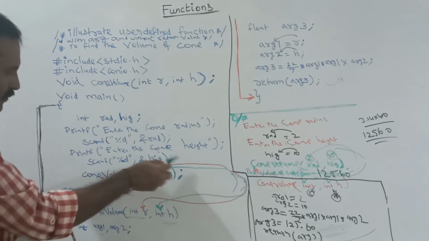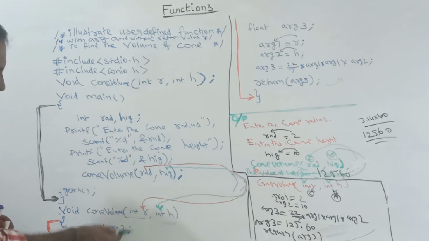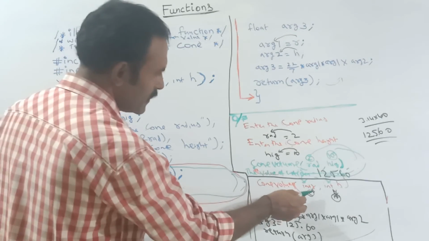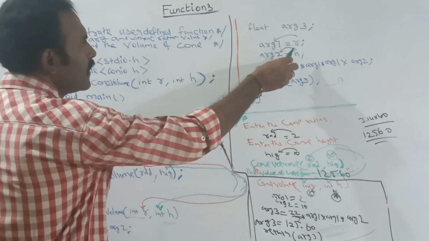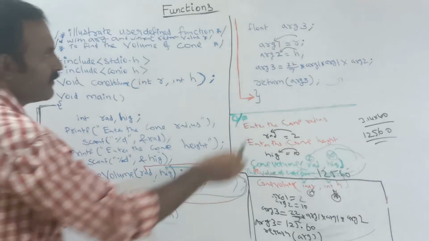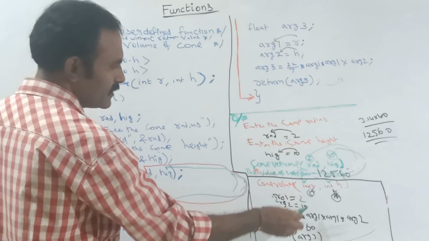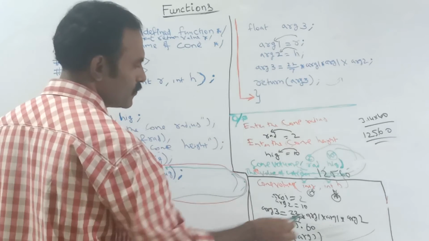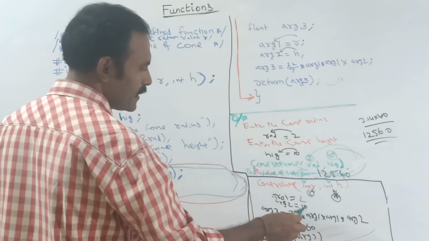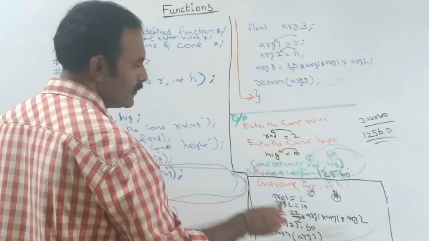So this 2 value will be passed here in the function definition, integer r, that is 2. Next, integer h holds the value 10. Next, in argument 1 I am storing the r value. What is the r value? R value is 2, that is stored in argument 1. Next, argument 2 is equal to h. Here h is 10, so argument 2 will hold the value 10.